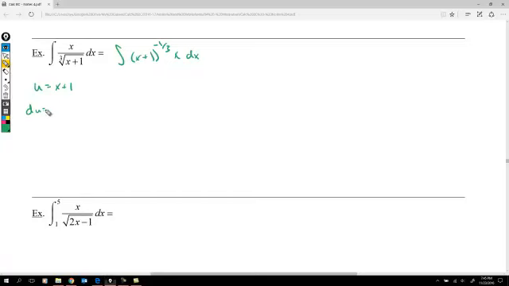Now du is going to be dx, so that takes care of this business. So this is equivalent to u. This is equivalent to du. I still need to get rid of that x. So I know that x is equivalent to u minus 1. They're the same thing. So that means this x right here is u minus 1. Now I can substitute every part out. I have u to the negative 1/3, u minus 1, du.